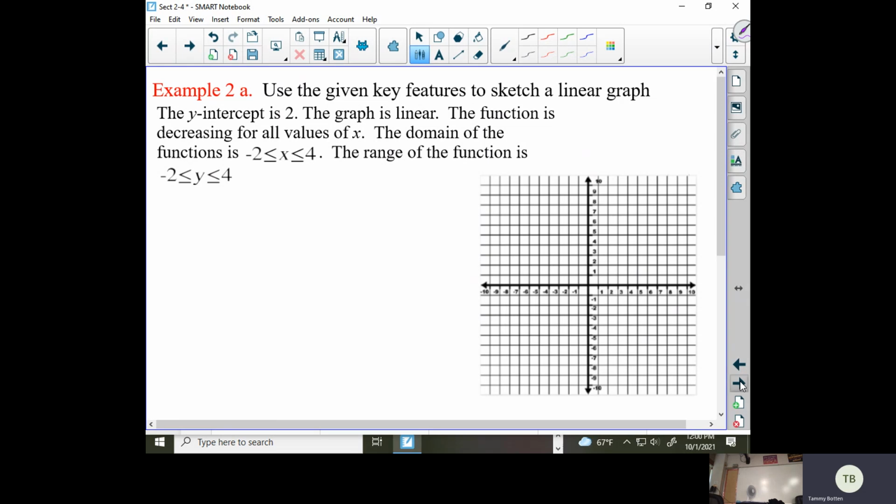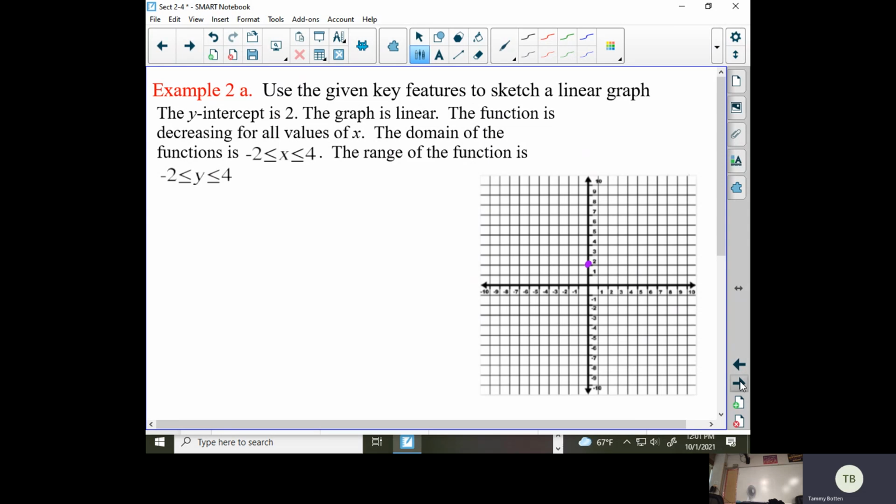It says use the given key features to sketch a linear graph. The y-intercept is 2. The graph is linear. The function is decreasing for all values of x. So what that means is your graph is going to be going down for all values of x. Okay, from left to right, it's going down. The domain of the function is from -2 to 4.